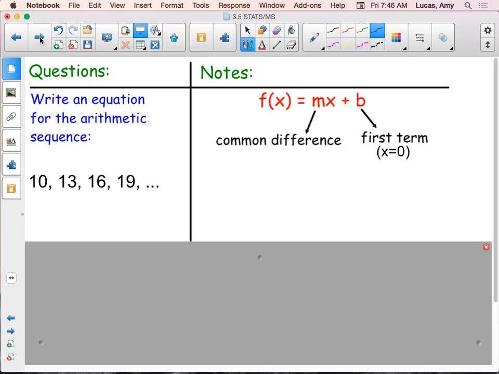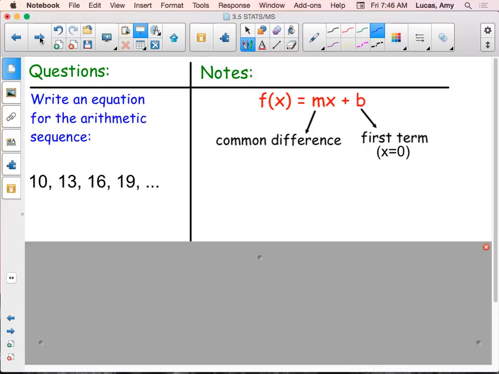Now we're switching over to writing equations. Write an equation for the arithmetic sequence 10, 13, 16, 19. In order to write our equation, we need two pieces of information from that sequence. The first one is the common difference, and the second one is the first term in the sequence, which would be the value when x equals 0.